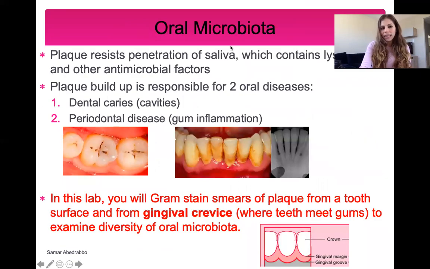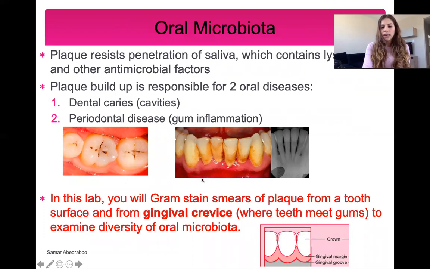So plaque, because it's a lot of bacteria, a bacterial biofilm, resists penetration of saliva. And remember, your saliva contains important enzymes such as lysozyme and other antimicrobial factors. So despite having all these great antimicrobial components in our saliva, it doesn't help with plaque. So plaque is responsible for cavities, which we call dental caries, and periodontal disease or periodontitis, which is gum inflammation. The buildup of these bacterial biofilms creates a lot of byproducts of the bacterial metabolism, which wear off teeth.